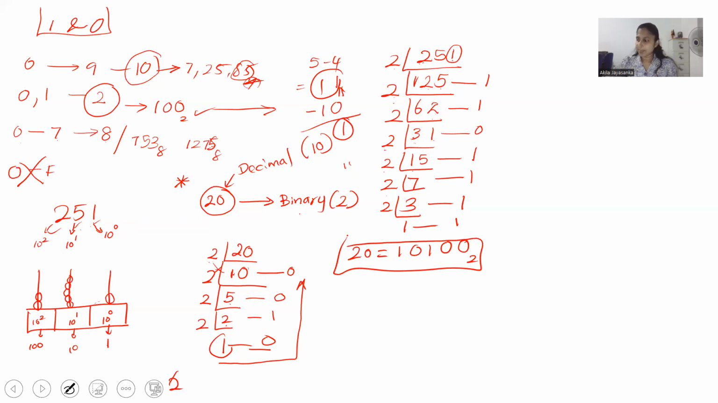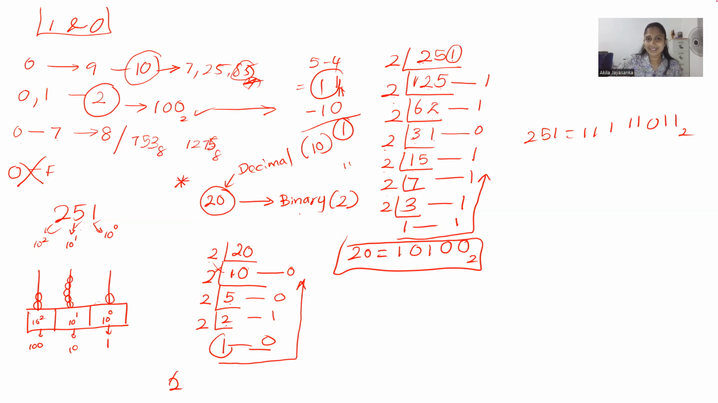Clear? Then next we can write from here, right? So 251 is equal to 1, 1, 1. 11011. Clear? Yeah, ma'am. All right, okay. Let us start with this one.